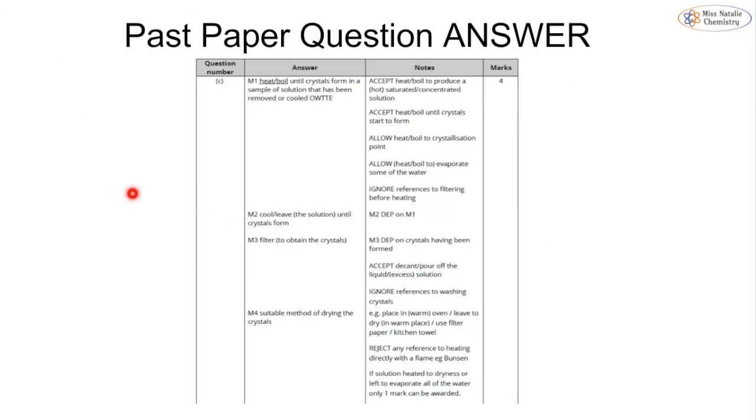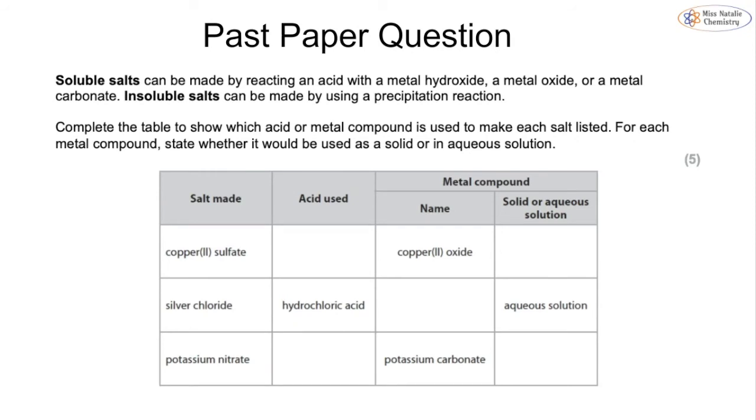So there's your mark scheme. So mark 1, heating or boiling to ensure we have a saturated solution, then leaving it to cool, filtering to get the crystals, and then a suitable method of drying. So let's have a look at another question.